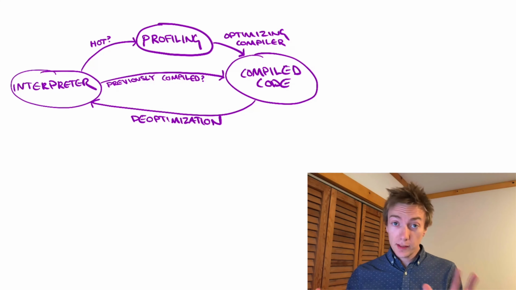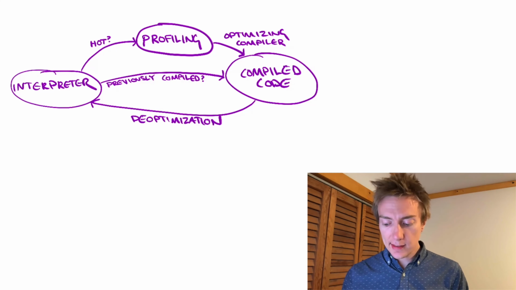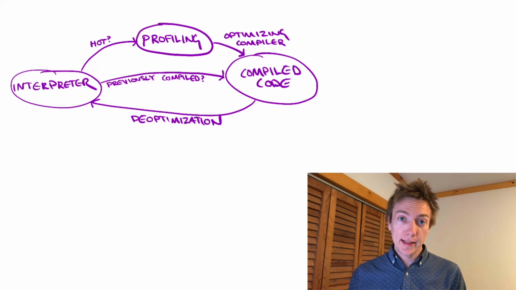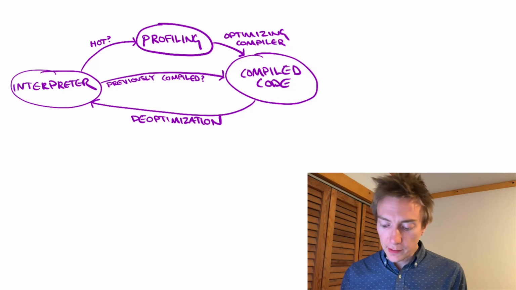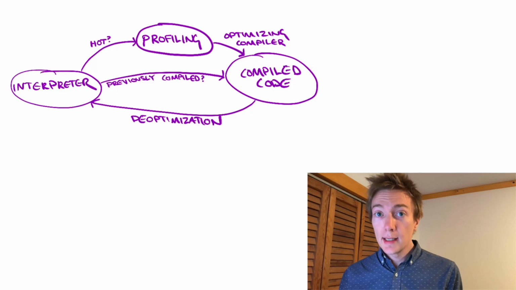This compiler looks very much like an ordinary ahead-of-time compiler. It's just included in the runtime system. And also, it has access to profiling information. So in that sense, it's like a profile-guided or feedback-driven optimizing compiler. It produces compiled code that we can then execute for a while.